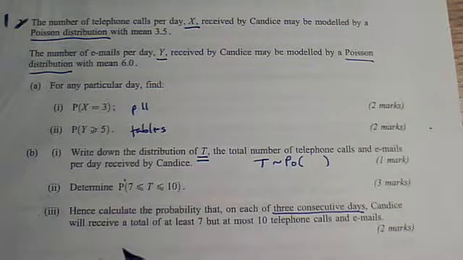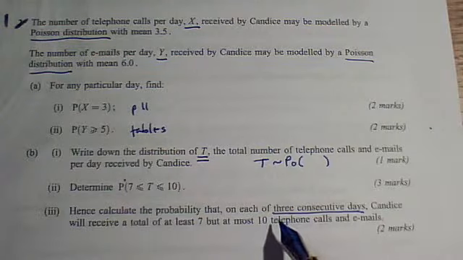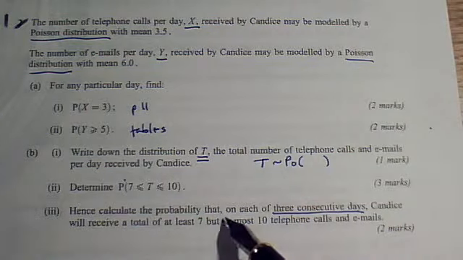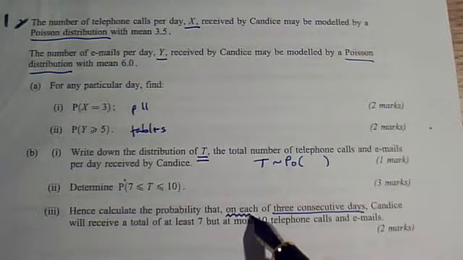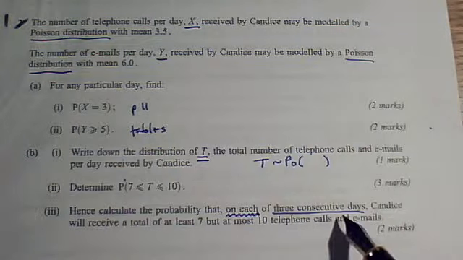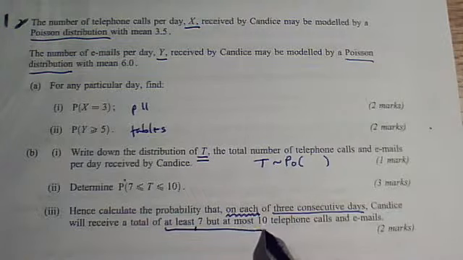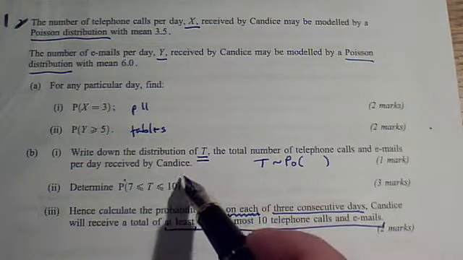And it turns out that we're not simply interested in the total number of calls and emails over 3 days. We've got to look beyond that. We're looking at something happening on each of 3 days. What is it that has to happen on each day? At least 7, but at most 10 calls and emails, which is this event here.